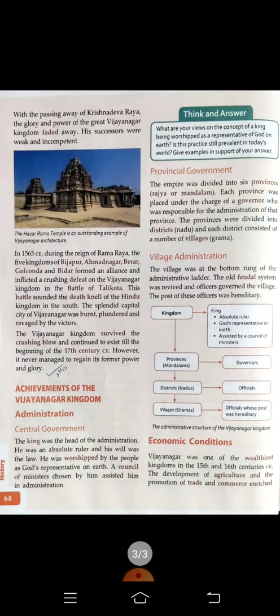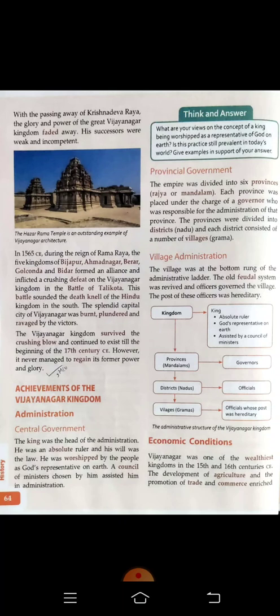With the passing away of Krishnadevaraya, the glory and power of the great Vijayanagara kingdom faded away. Faded away means it started decreasing. Okay, his successors were weak and incompetent, that means they were not capable of fighting with others and holding on to their powers.